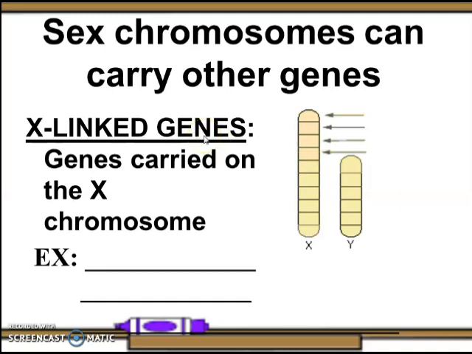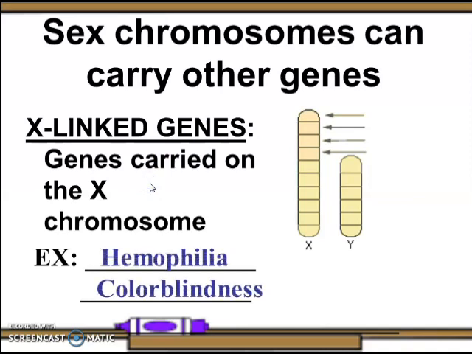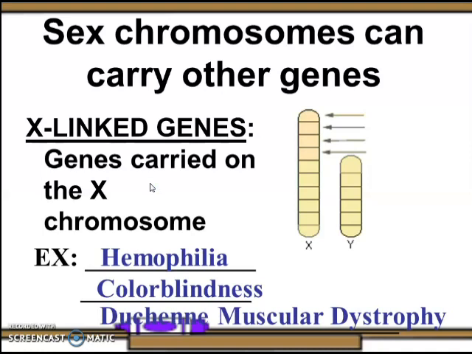Sex chromosomes can carry other genes. X-linked genes are genes carried on the X chromosome. Examples include hemophilia, color blindness, and Duchenne muscular dystrophy. Hemophilia is the absence of one or more proteins necessary for normal blood clotting. Red-green color blindness is difficulty perceiving differences between colors, red or green, blue or yellow.